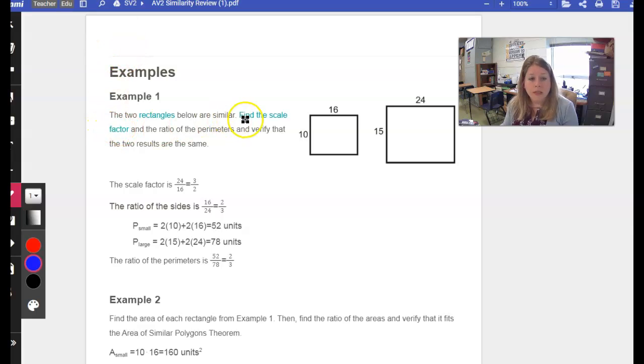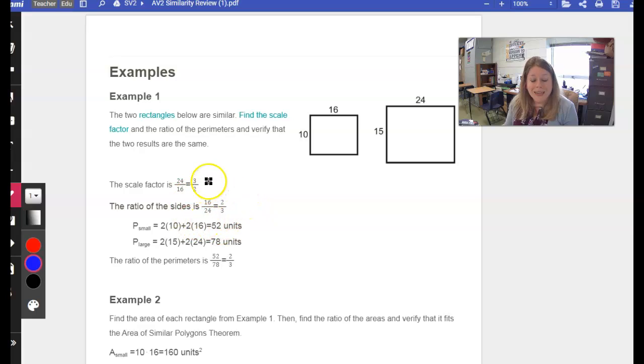So if you have two rectangles here that are similar, find the scale factor and the ratio of the perimeters. The scale factor is new over old, 24 over 16, which reduces to 3 to 2. And you can check that because first shape times scale factor equals second shape. So does 10 times 3 over 2 equal 15? Yes. Scale factor greater than 1 means we're enlarging, and scale factor less than 1 means we're decreasing.